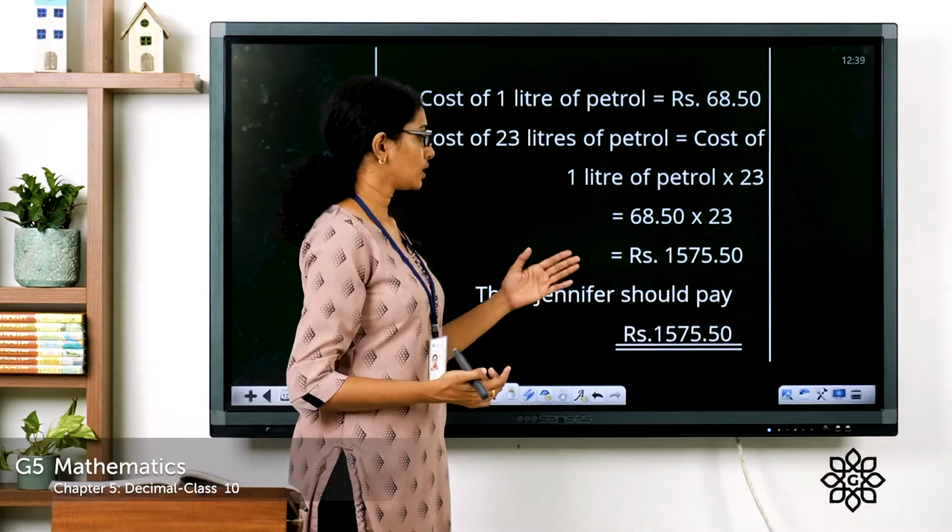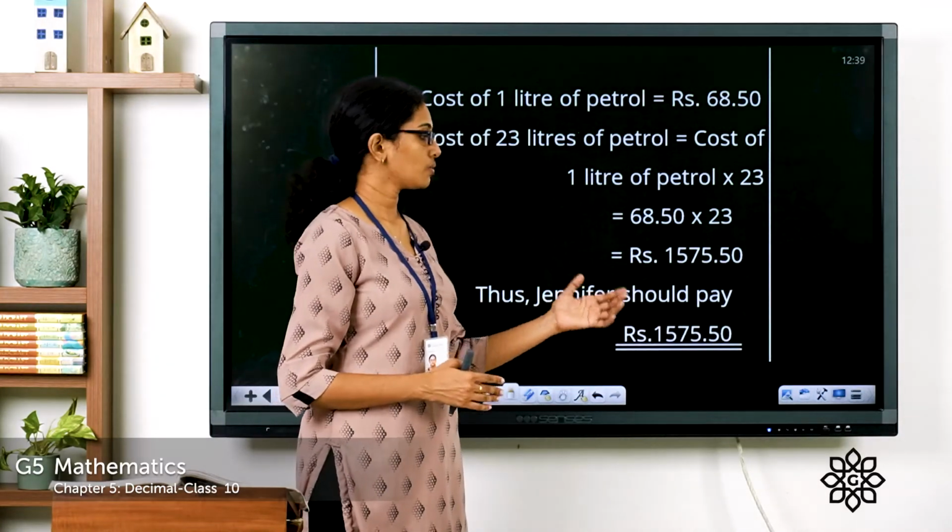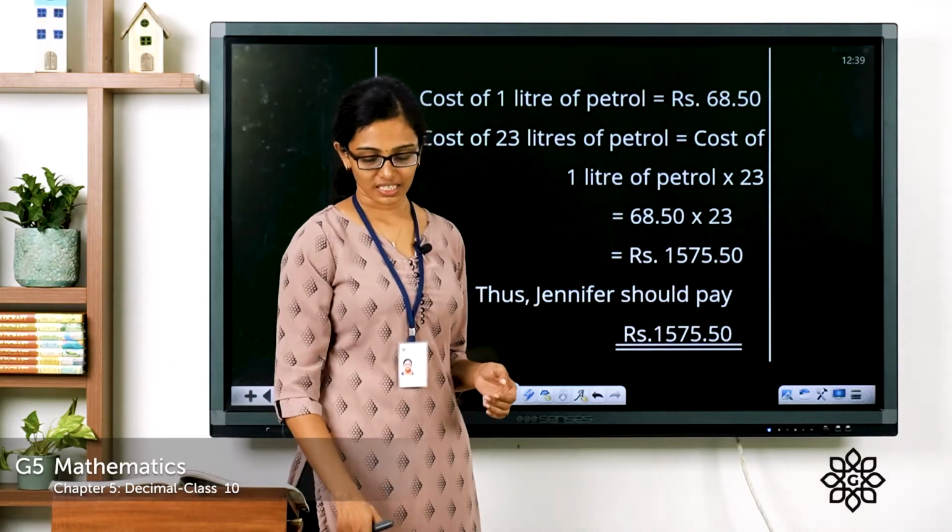Jennifer should pay 1575.50. Hope this is clear to you.